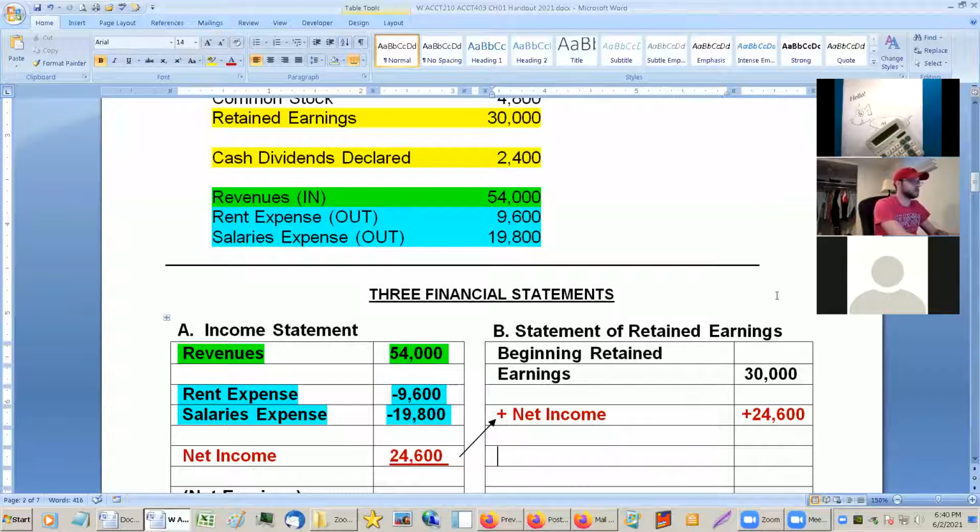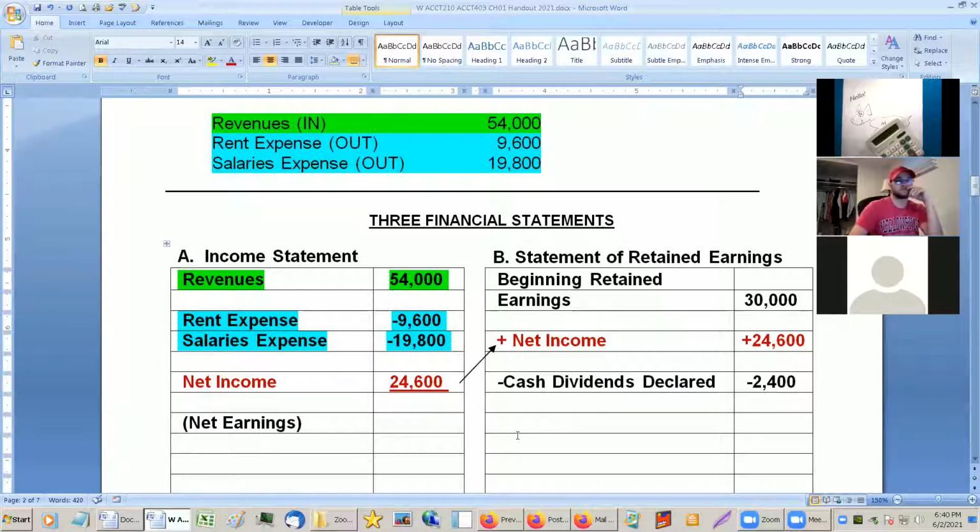The cash dividends declared is going to be money going out. So this is money that was paid out to the owners. It was paid out of their piggy bank. Okay, and this will give us our ending retained earnings.